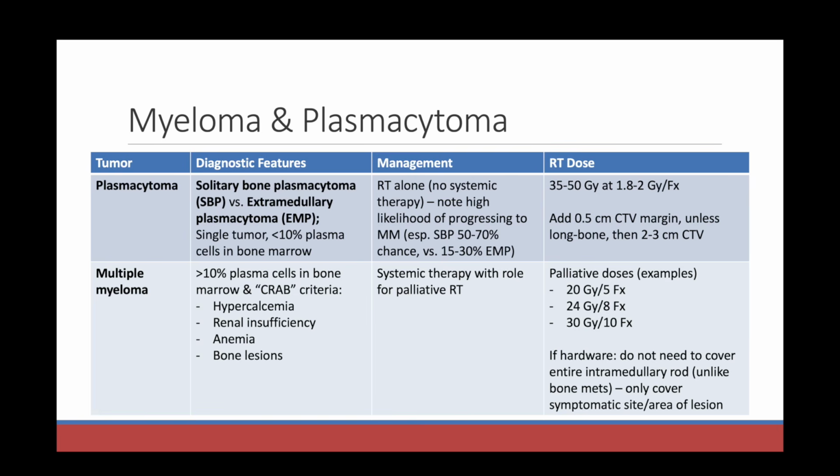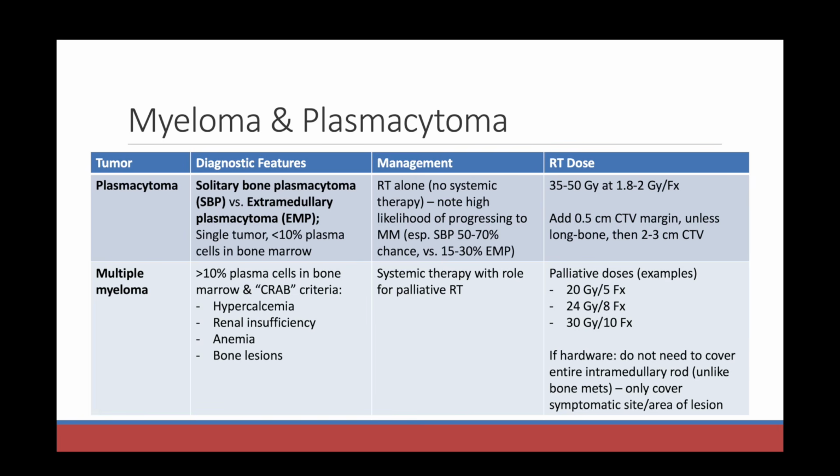For multiple myeloma, the management is really systemic therapy, and oftentimes these patients get stem cell transplants, and the role of radiation is really palliative. So examples of palliative doses are 20 gray and 5, 24 gray and 8 fractions, 30 gray and 10 fractions.